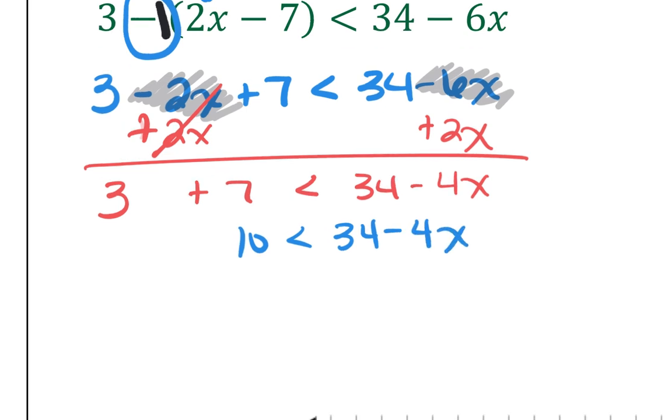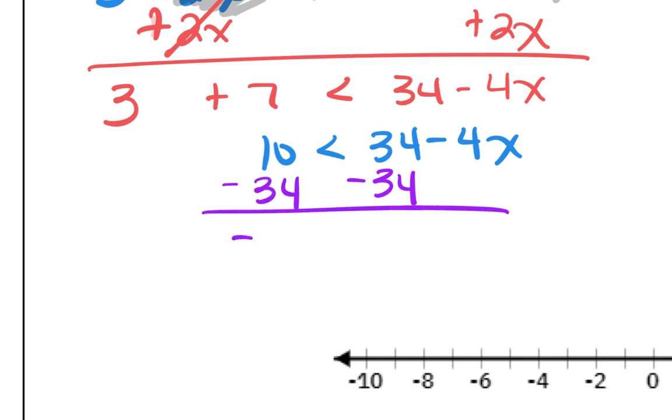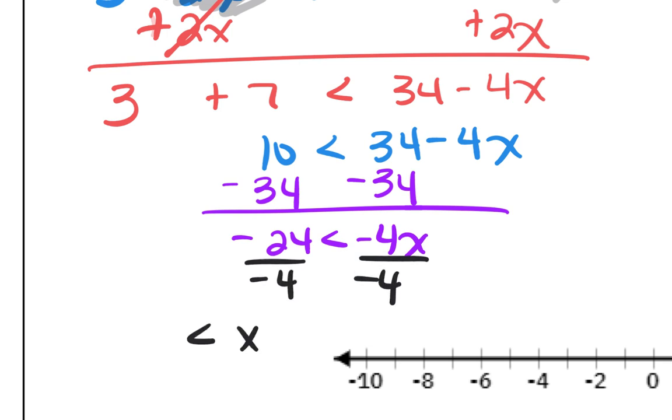All right, what needs to move over with the 10? The 34, should we add it or subtract it? Subtract it. That gives us negative 24 is less than negative 4x. And what should be our last step? Divide. So we divide by negative 4. 6. Our x is less than 6.